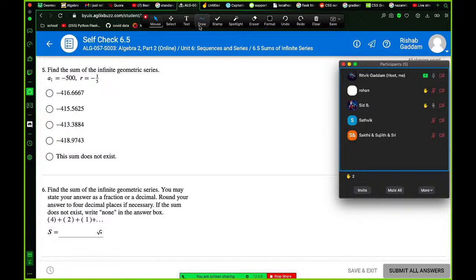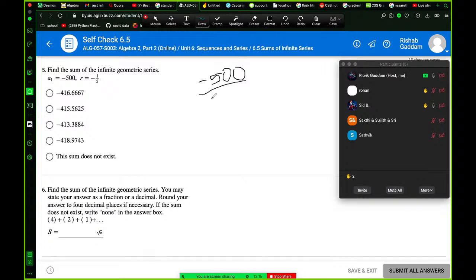Okay, so it's number 5, right? Yeah, number 5. Okay, so negative 500 over 6 over 5. Yeah, 6 over 5. Now let's divide both of those. You get negative 2500 on top and 6 on the bottom.